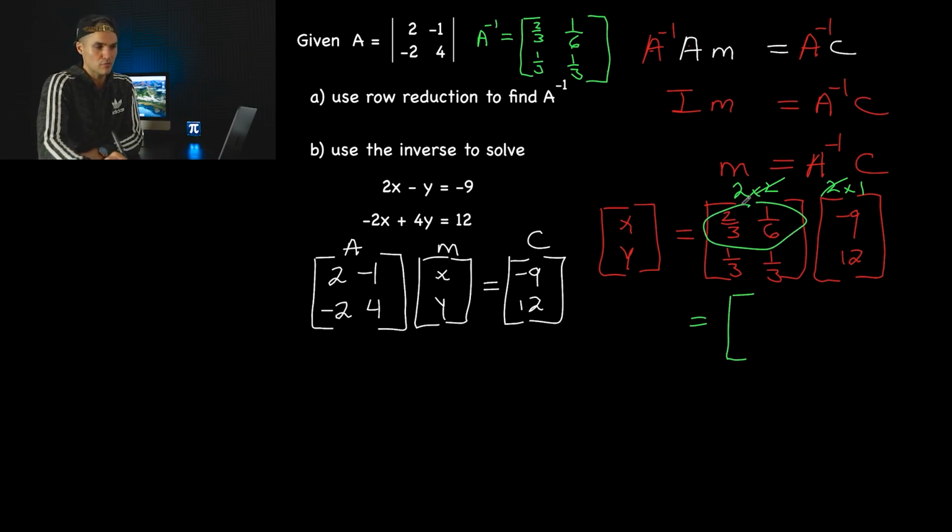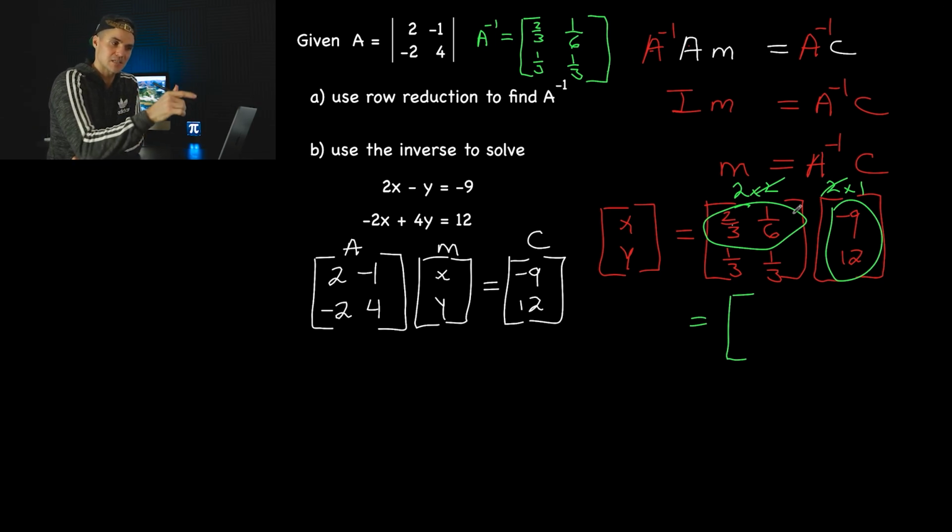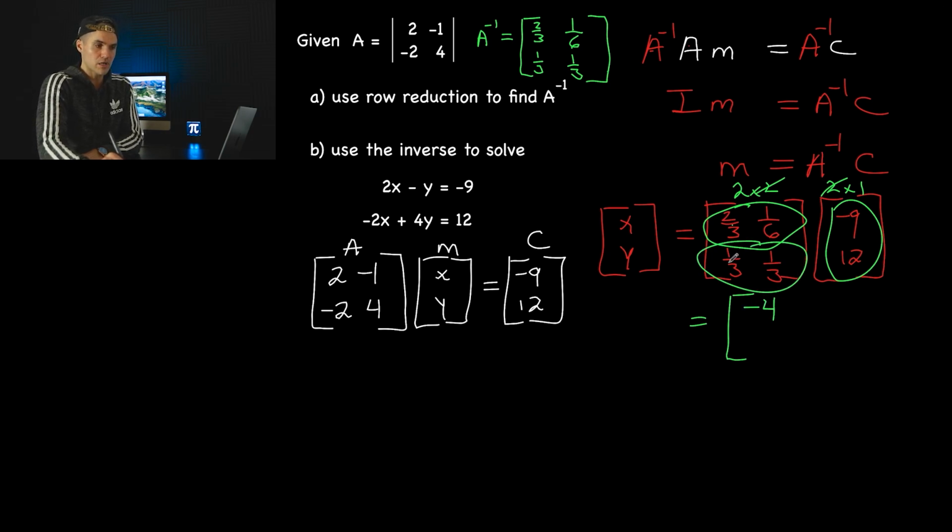So what would we do? First row times this column. 2 over 3 times -9 is -6, plus 1 over 6 times 12 is 2. -6 plus 2 gives us -4. And then 1 over 3 times -9 is -3, plus 4. That gives us 1, like that. So the X and the Y value is -4 and 1, respectively, right? X is -4, Y is 1. Now, those are our solutions, and we use the inverse to get those.